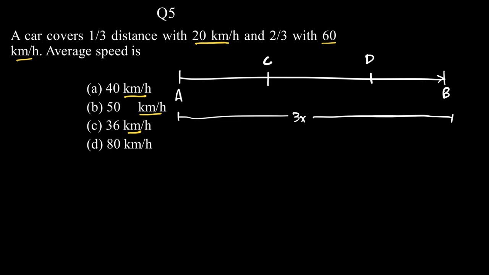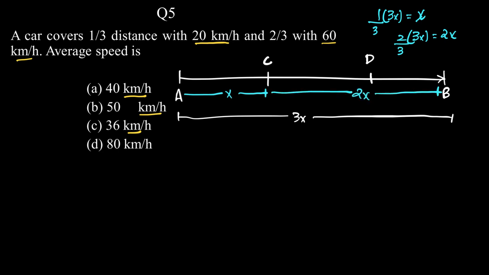Now those people who are still confused why it takes 2x and 3x, you can start breaking down the question again. So see, 1/3 of the distance would be 1 by 3 times 3x, which would give me x, right? And what would be 2 by 3 of the distance? 2 by 3 into 3x, which will give me 2x. Okay, so what is AC? AC is 1 by 3, so this much distance is x. And what is CB? CB is the rest of the distance, which is basically 2x.